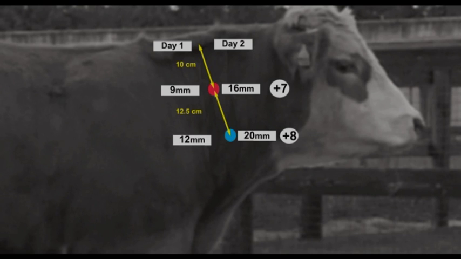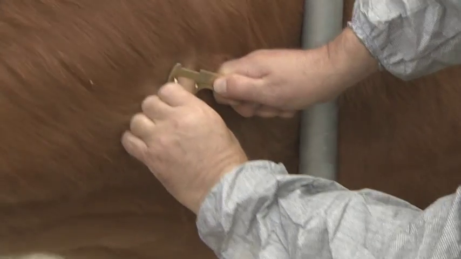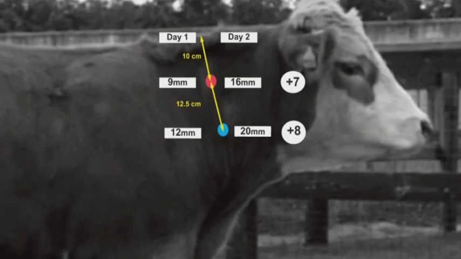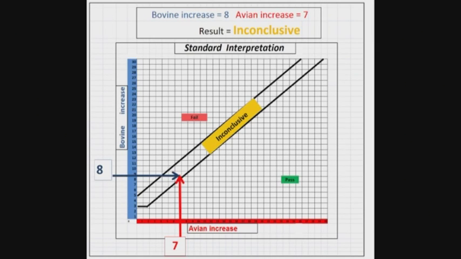Avian injection site is 16 mm, an increase of 7, and the skin fold measurement at the bovine injection site is 20 mm, an increase of 8. As the reaction at the bovine injection site is between 1 mm and 4 mm greater than the reaction at the avian injection site, and as there are no clinical signs at the bovine injection site, this animal is deemed to be inconclusive to the test.